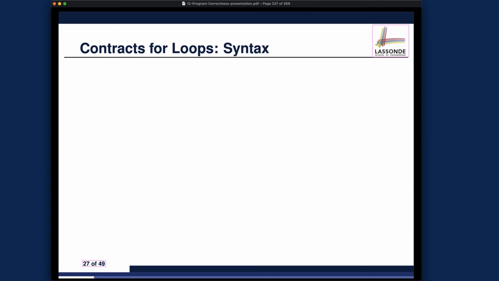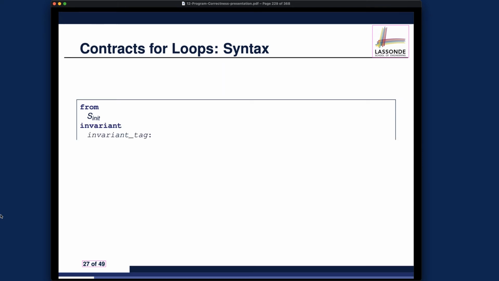So let's now talk about what contracts you can write for a loop. There are two constructs we're going to introduce. After the initialization, you want to put something called loop invariant, which is a Boolean expression. I will elaborate on what loop invariant really means in the next slide.